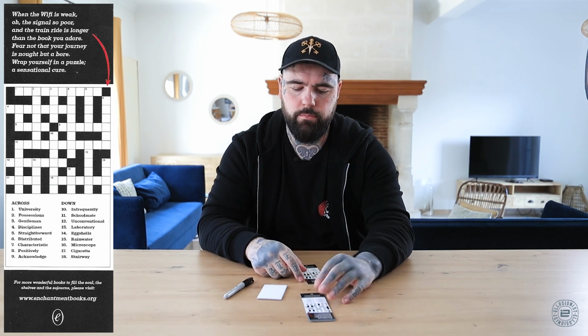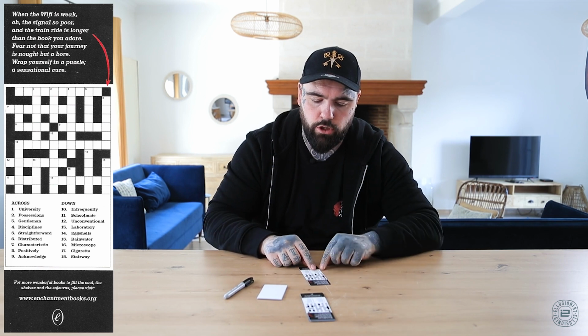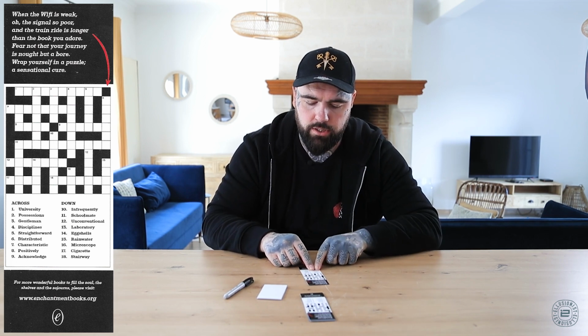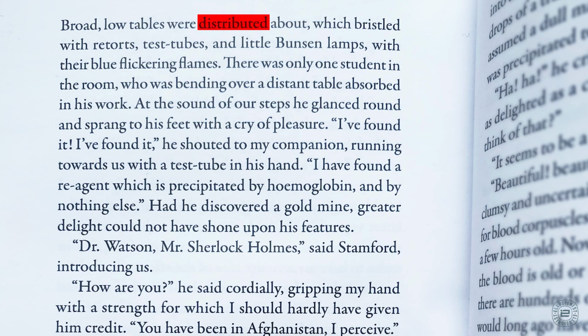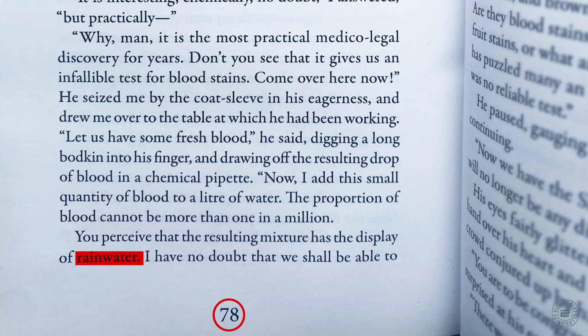So if I went to a page, okay, I'm going to page 78. So what I do in my head: 7 and 8 is 15, 1 and 5 is 6. So I'd know before he opens it, the top line is "distributed" and "rainwater." And it literally should be "distributed" and "rainwater." I don't know if you can see that on there, but it genuinely is.